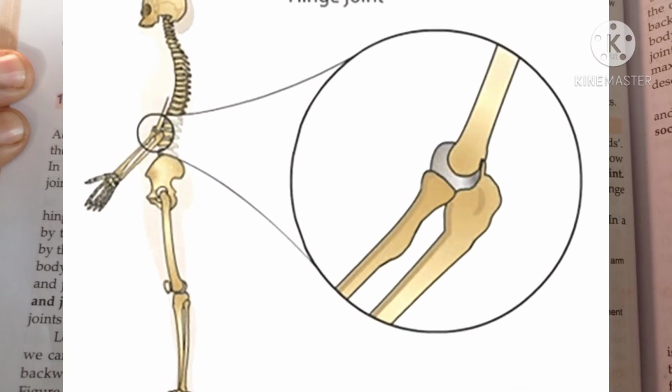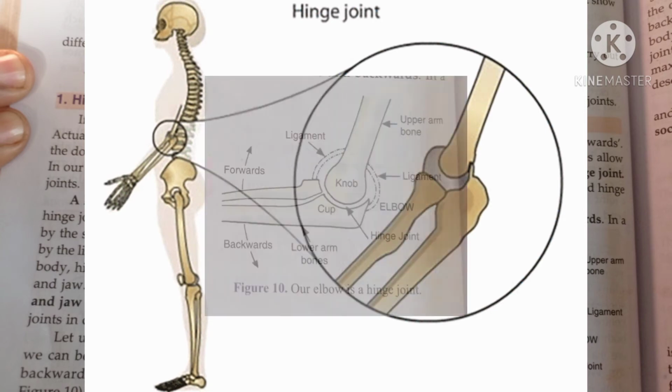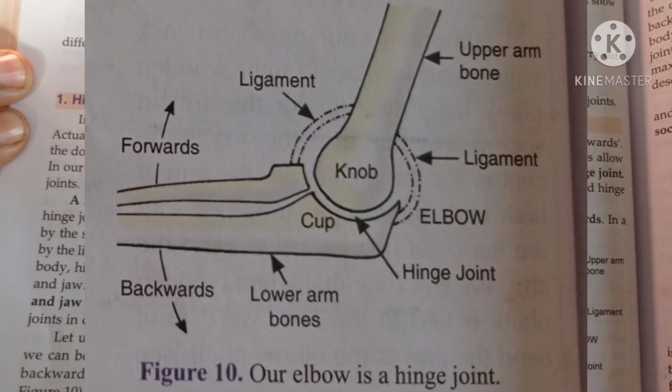Now look at the screen. The movement at the elbow is a hinge joint. The lower end of the upper arm is in the shape of a knob and the upper end of the lower arm is in the shape of a cup. The knob of the upper arm bone fits into the cup of the lower arm bones to form a hinge joint at the elbow. The ligaments hold the upper arm bone and lower arm bones together at the elbow joint.